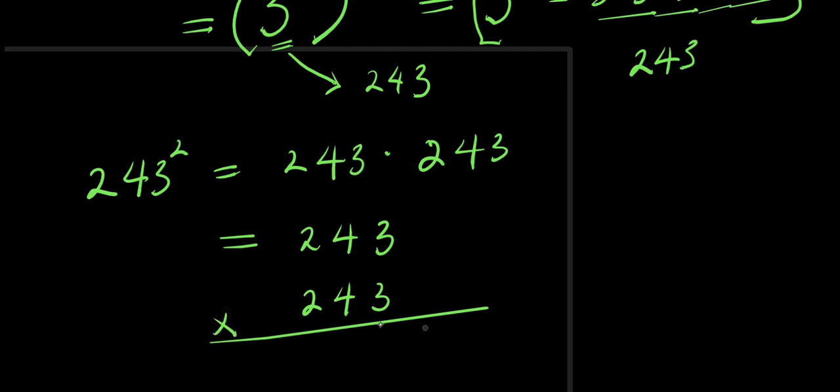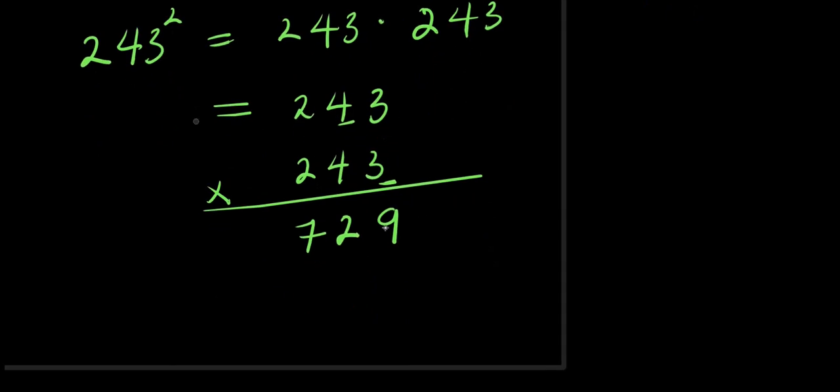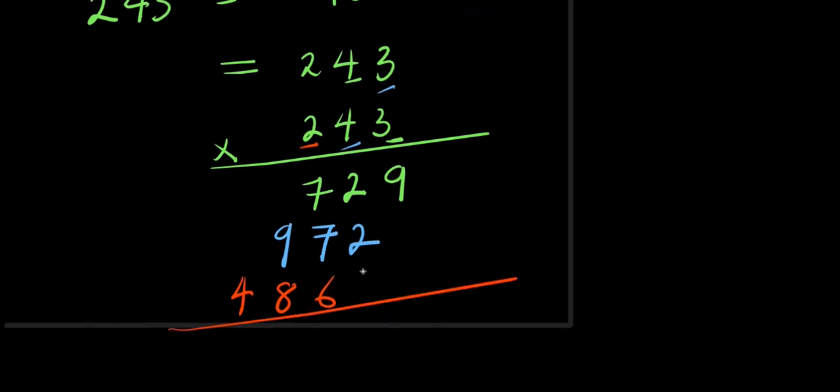So we have 3 times 3, 9. 3 times 4, 12, 2 carry over 1. 3 times 2, 6 plus 1, 7. We have 4 times 3, 12 carry over 1. 4 times 4, 16 plus 1, 17 carry over 1. 4 times 2, 8 plus 1, 9. Then we have 2 times 3, we have 6, 2 times 4, we have 8, 2 times 2, we have 4. Then we add up everything together.